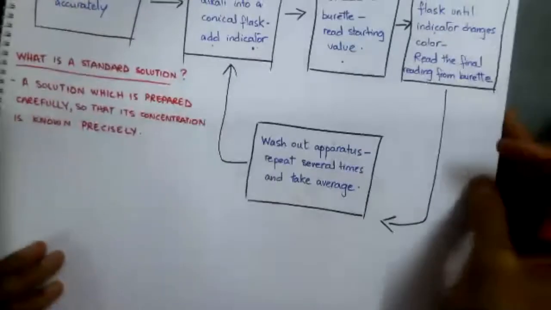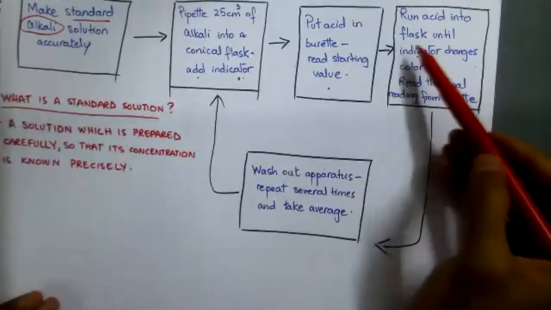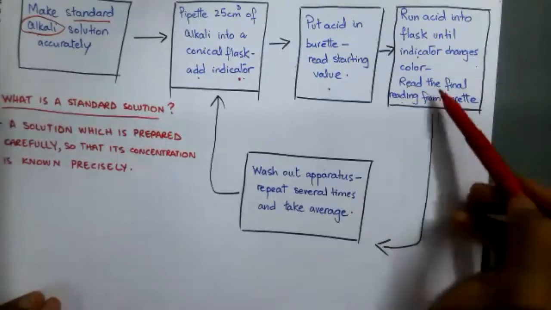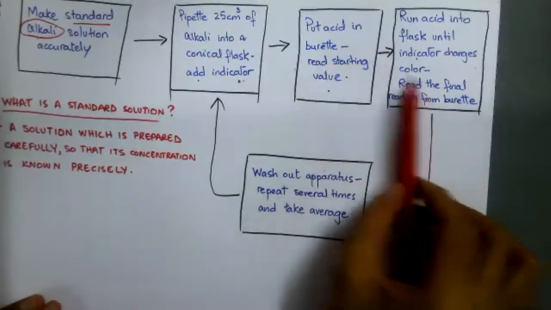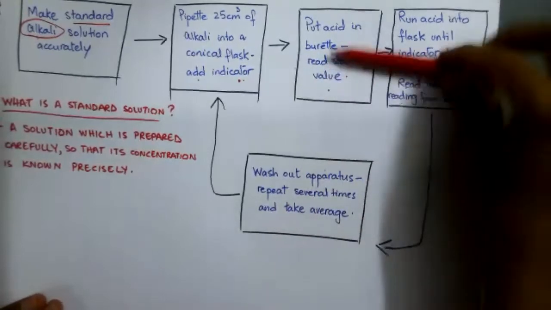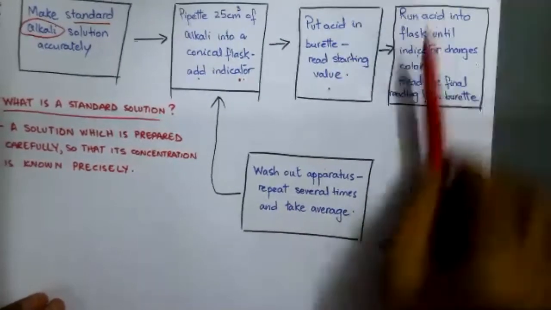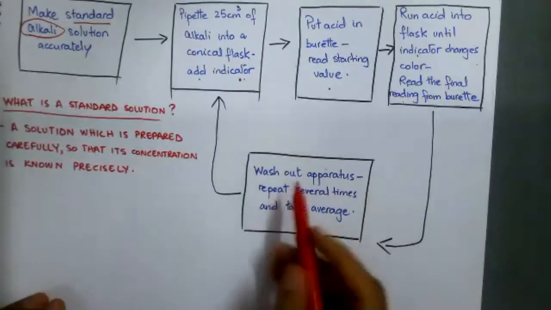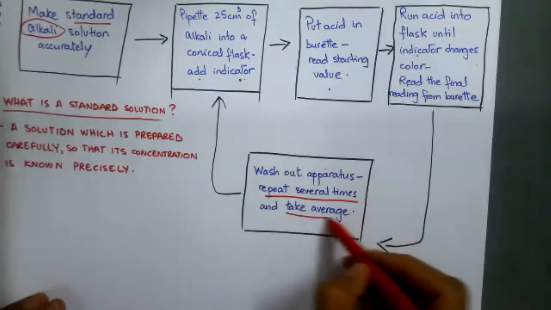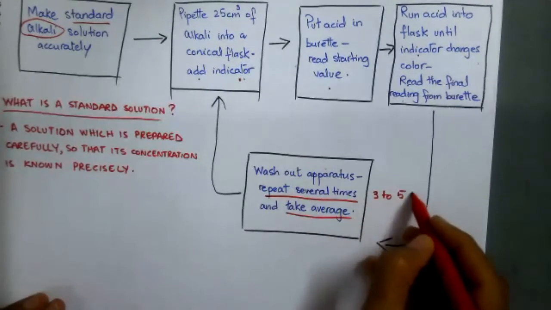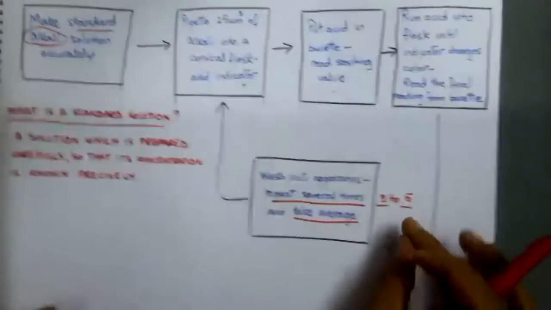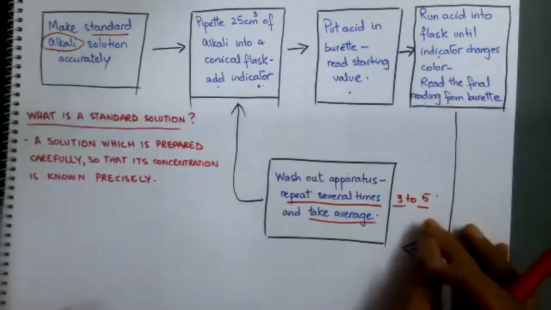So run the solution into the flask until the indicator changes color, and read the final reading from the burette. The difference between the two readings will give you the volume of that solution that was in the burette. Then wash out the apparatus and repeat several times and take the average. You should take at least 3 to 5 readings and then take their average to minimize errors.